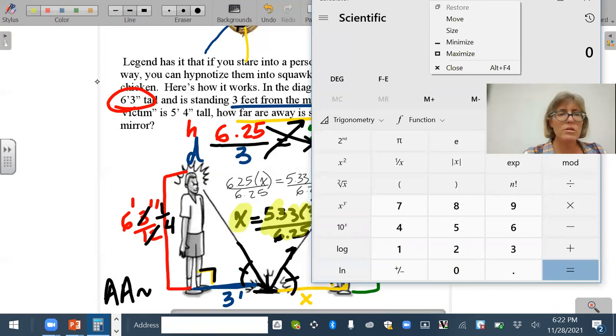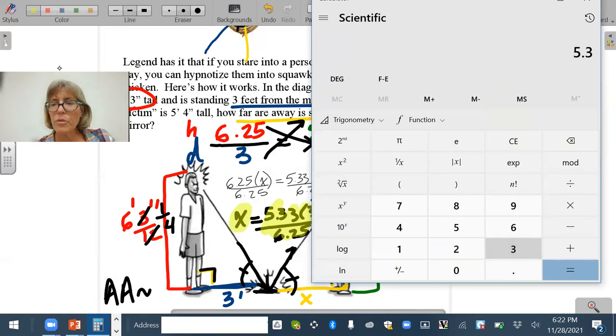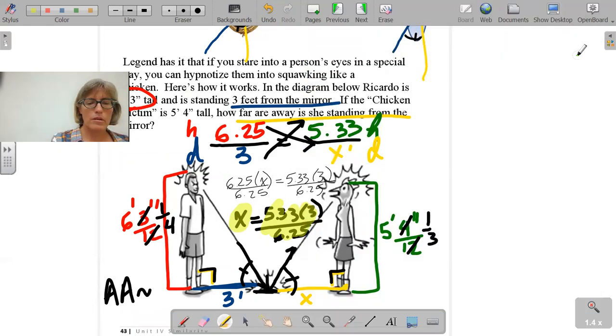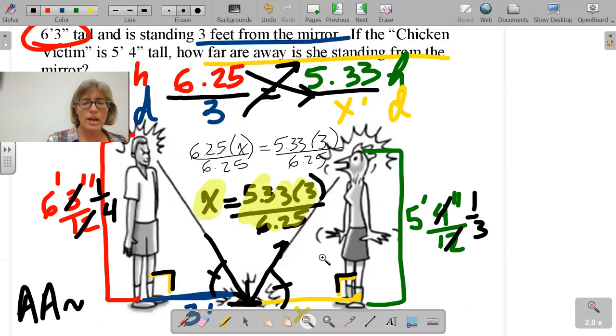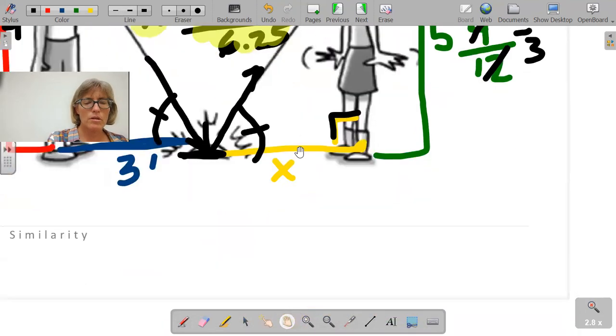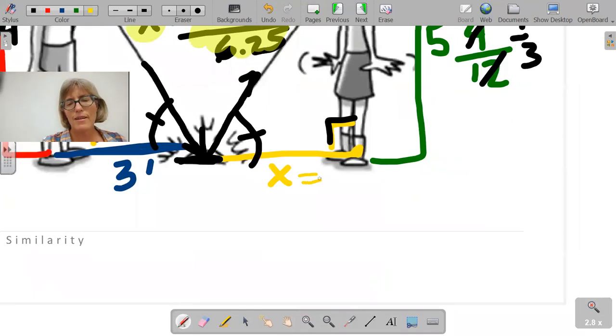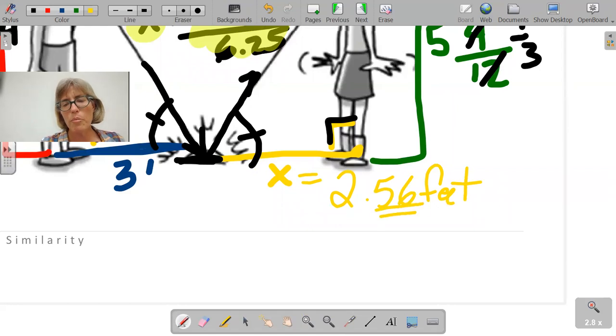So we do this. 5.33 times 3 equals, divided by 6.25 equals, and I get 2.56. So this answer here is 2.56 feet. I want that 0.56 translated back to inches.